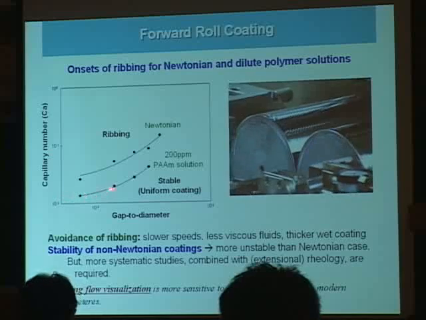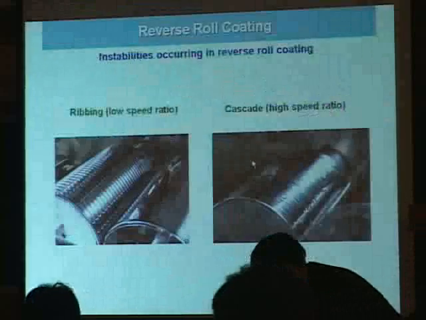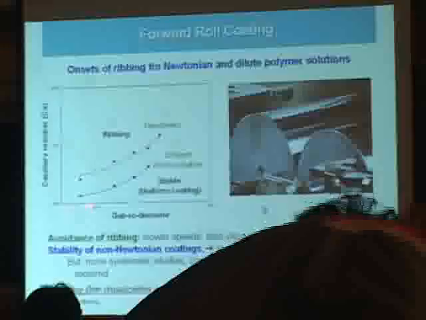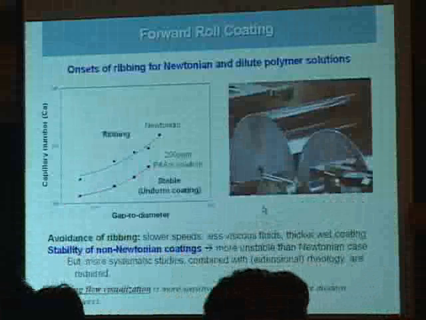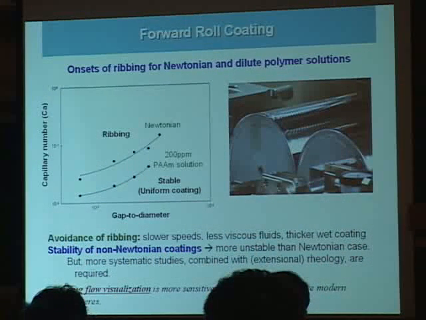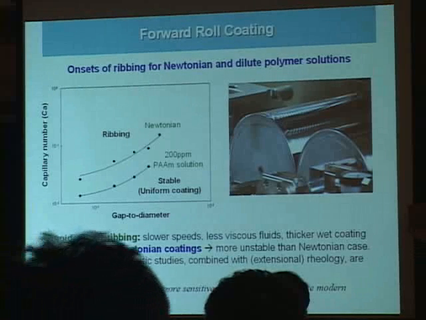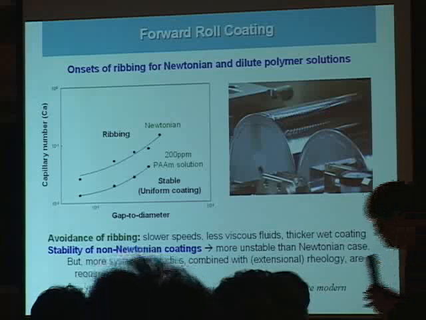And also we found that viscoelasticity makes the system less stable, that is, aggravating the ribbing instabilities. This is due to the high elastic stress or high extensional viscosities in the downstream meniscus.